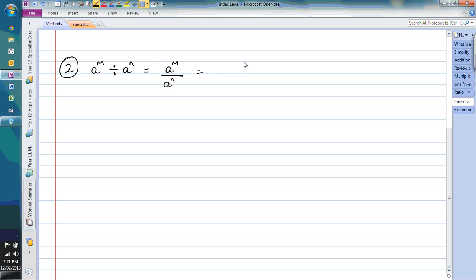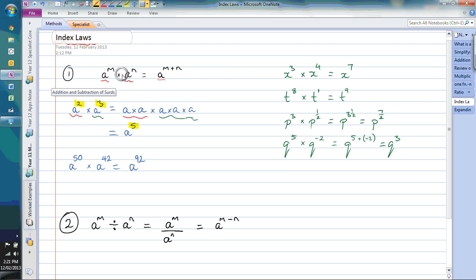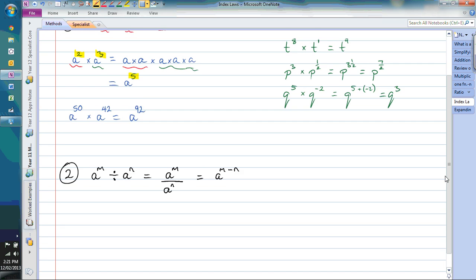Now the index law with these, again, says that a to the power of m divided by a to the power of n, or if it's written in this form, is equal to a to the power of m take away n. And this is very similar to the multiplication one. Here we had a multiplication and the two powers were added. Here we have a division and the two powers are subtracted. So just like multiplication and division are opposites, so too addition and subtraction are opposites.